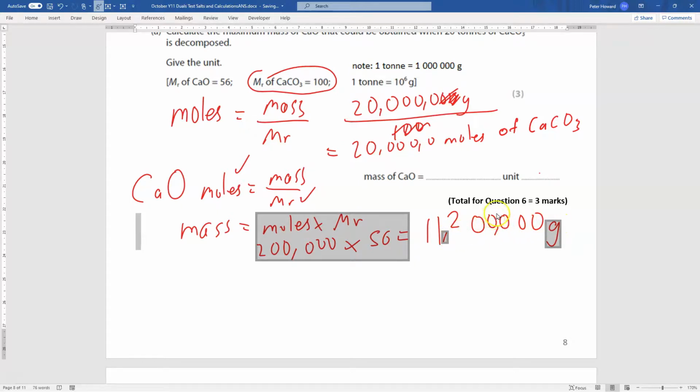11,200,000 grams. We could write it as our final answer, or we could convert it back to tons by dividing by a million. So that's 1 with 6 zeros. So that's equal to 11.2 tons. So there we go.